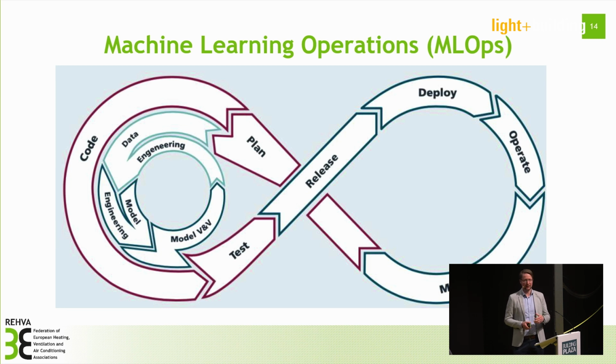So it's the release of the first version of the machine learning method, then deploying it, operating the model in the building. You need some kind of infrastructure to operate the models. Then you need to monitor the performance of the models, to see that they are performing as they should. And if there are changes in the building, you need to retrain the models, perhaps make some changes to the models, and then again test the model and release the new version of the model, and so on. So we go in circles.